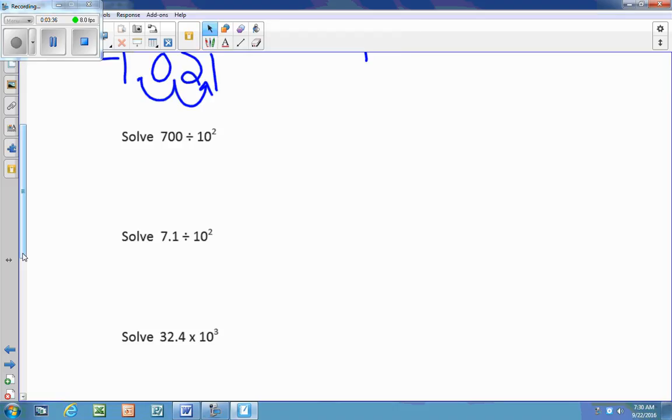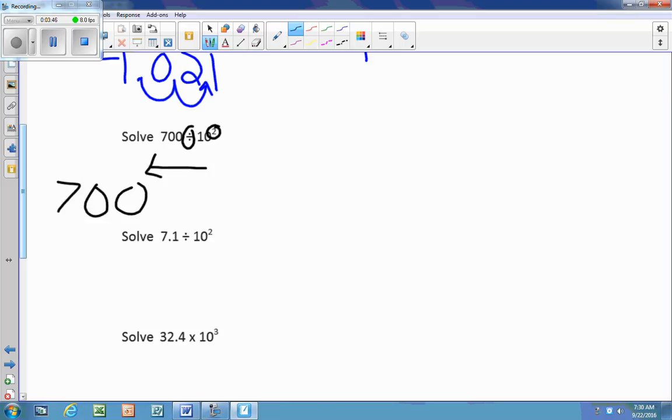Next, if we want to continue on, now we're going to divide. We're jumping twice. Division tells me to go left. I'm going to put my number over here. And since my number is a whole number, I'm not sure what to do.